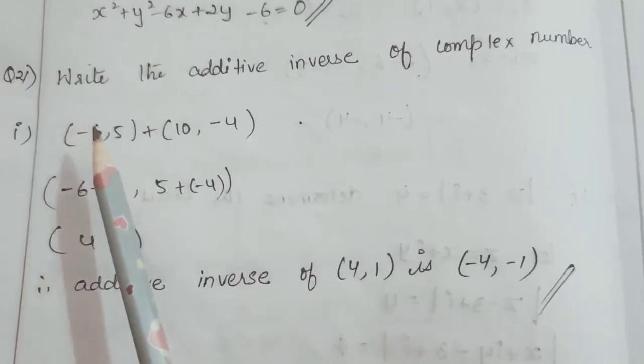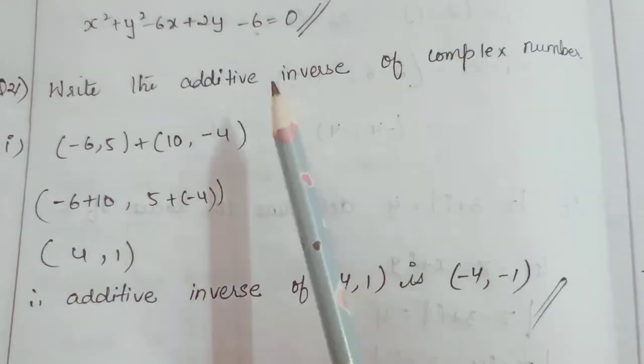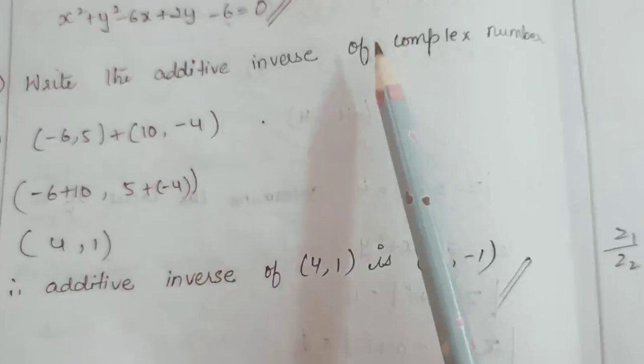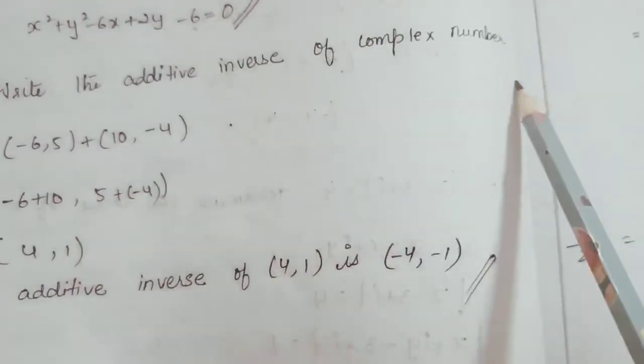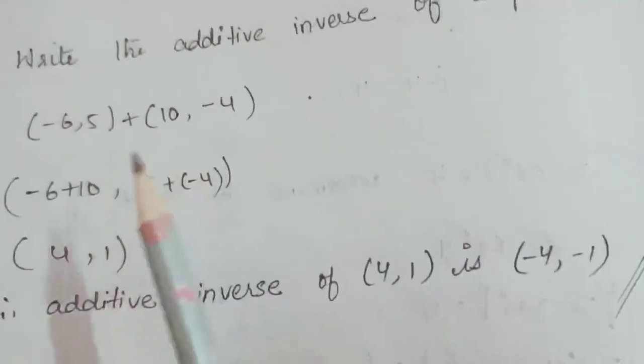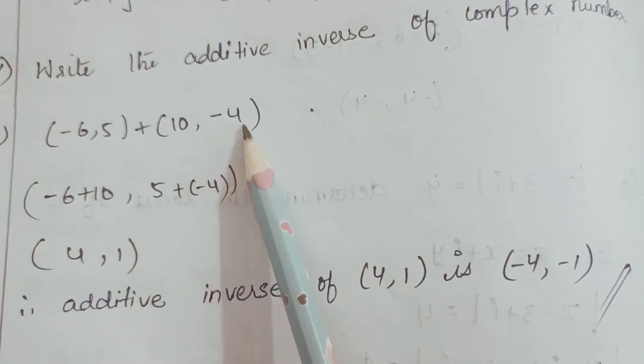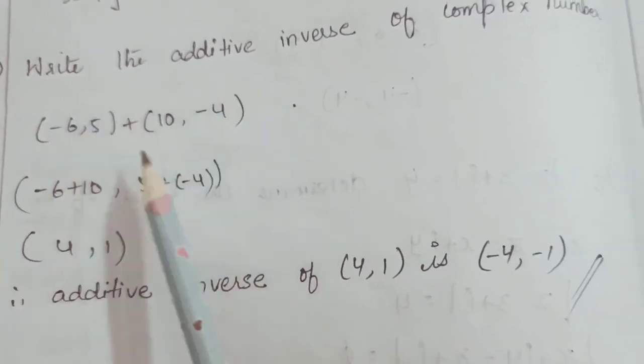Question number 21. Write the additive inverse of the complex number. Additive inverse is nothing but just changing the sign. If it is plus, write negative. If it is negative, write positive. The question is (minus 6, 5) plus (10, minus 4). First we will simplify this number.